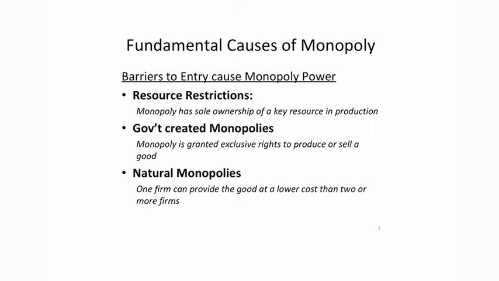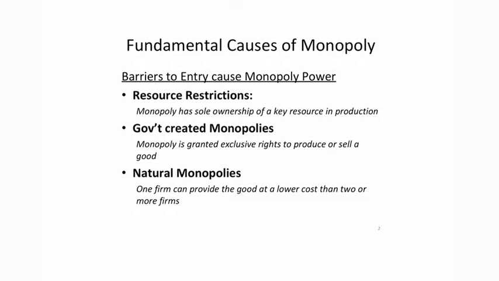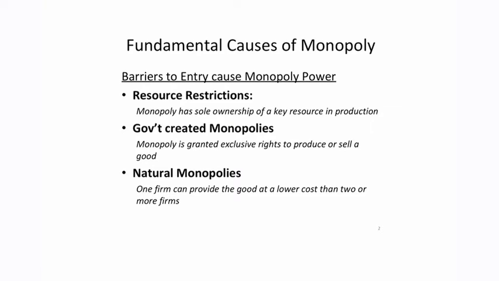And lastly, we have natural monopolies. And these are monopolies that naturally occur in the economy because it is better for one firm to produce the good than to have two or more firms producing the good. In other words, it costs less to society to have one firm producing the good than to have more than one firm.